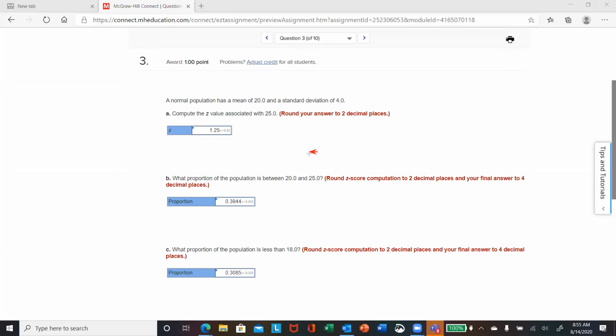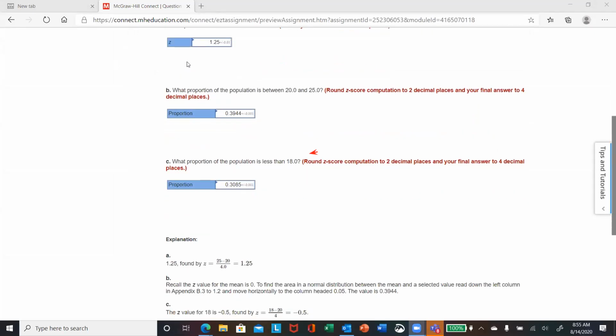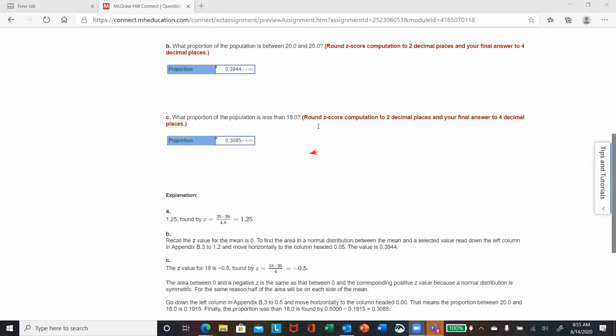Alrighty. Now on part C, they want us to find the proportion that's less than 18. So on that one, again, I like to always draw the curve when I work these out. If I were to draw my curve, and we know 20 is in the middle, there's 18, draw my line. I'm trying to find the area to the left of 18.